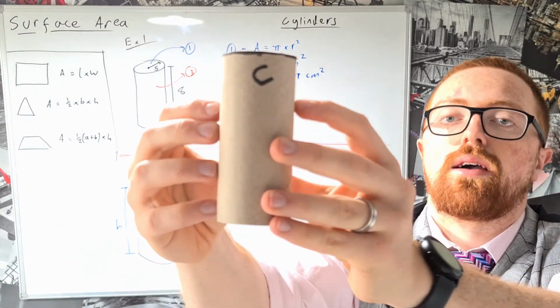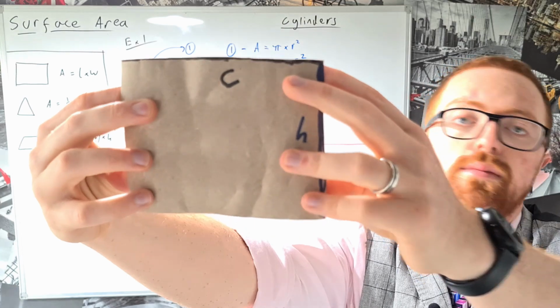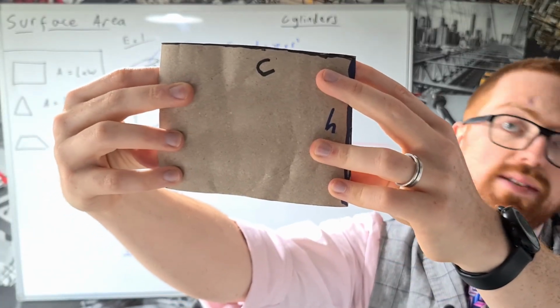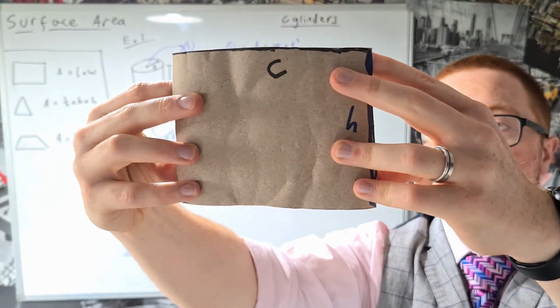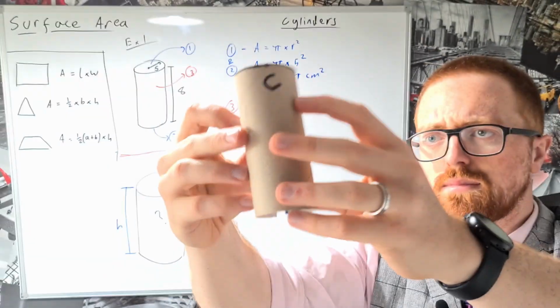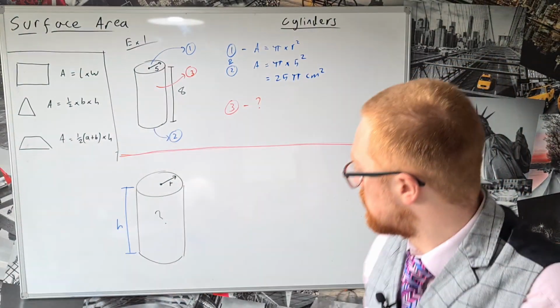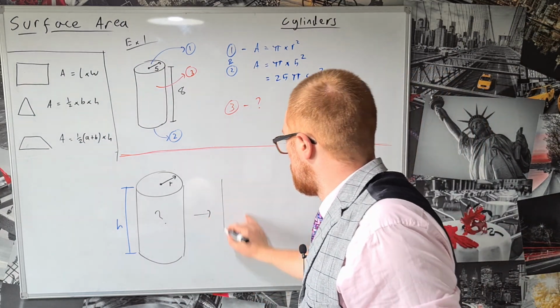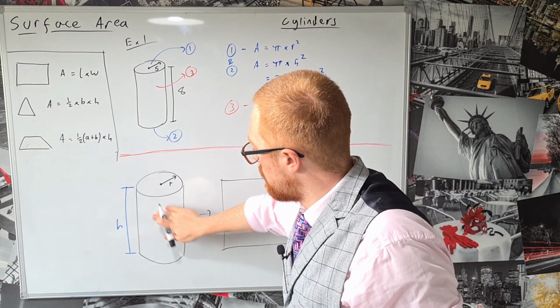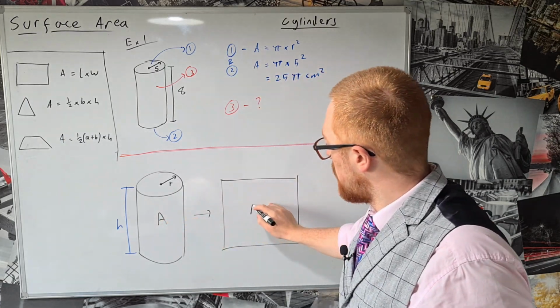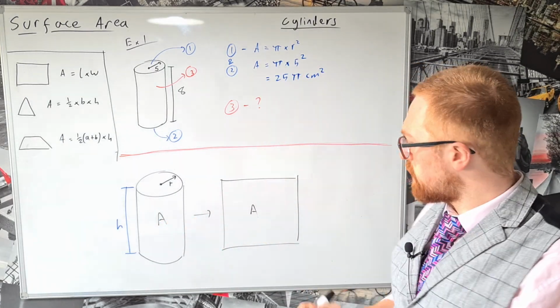Okay, so if I unravel this cylinder, what shape is it that I get? Well, you should be familiar with this shape. It's actually a rectangle. So let's just draw that on. Okay, so the area of this curved surface is the same as the area of this rectangle.